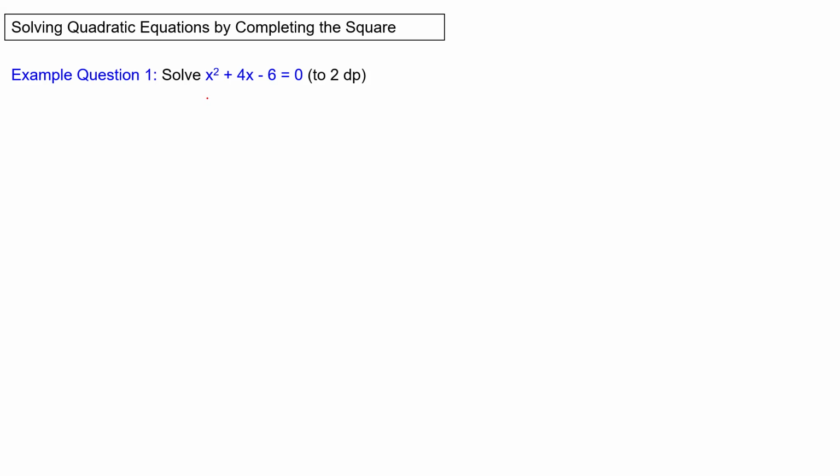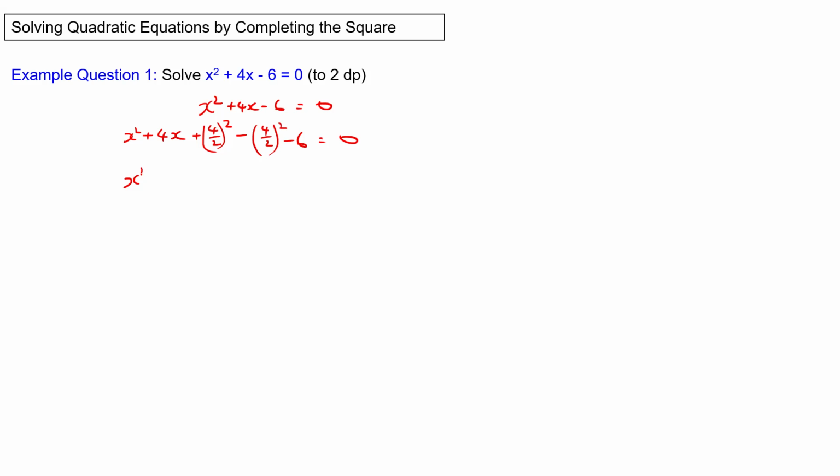So let's do that. So we've got x squared plus 4x minus 6 equals 0. So we can write x squared plus 4x, take the coefficient of x, the 4, plus 4 over 2, we halve it and then square it, and we take it away as well. 4 over 2 squared minus 6 equals 0.